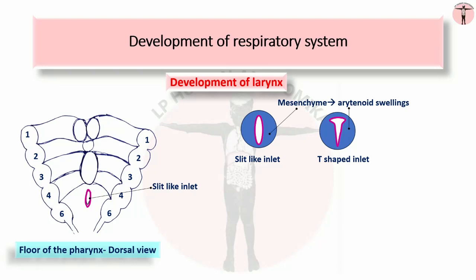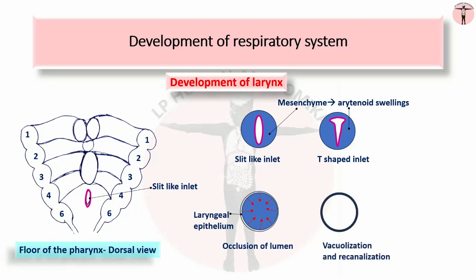Simultaneously, when the cartilages are formed, the laryngeal epithelium proliferates rapidly and occludes the lumen of the larynx temporarily. Subsequently, vacuolization and recanalization of the lumen by the 10th week produce a pair of lateral recesses called the laryngeal ventricles. These recesses are bounded by two pairs of mucous membrane folds that differentiate into the upper false vestibular folds and lower true vocal folds.